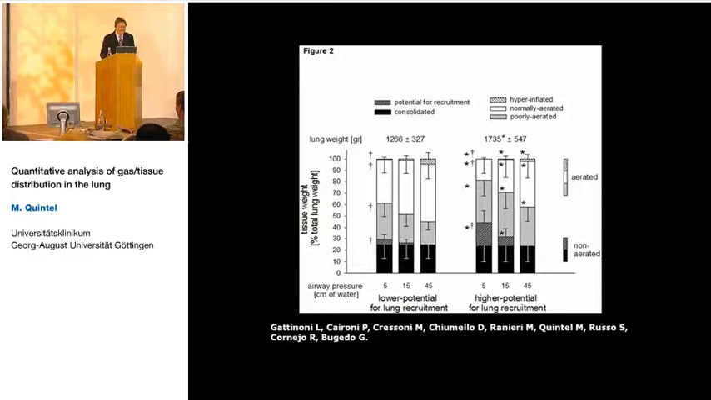So this is again what I have showed you before. And once again, I don't want to go into details because Luciano did. One of the most amazing things was that both groups, high potential for recruitment and low potential for recruitment, showed the same amount of consolidated lung areas. And the difference was only in the amount that can be transferred from non-aerated, from poorly aerated to better aerated areas.